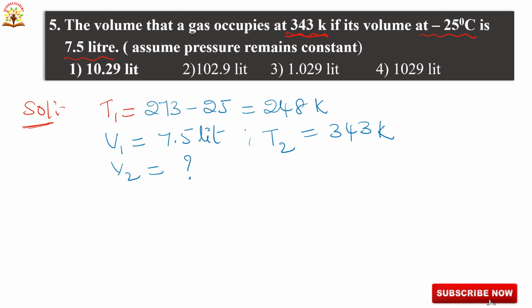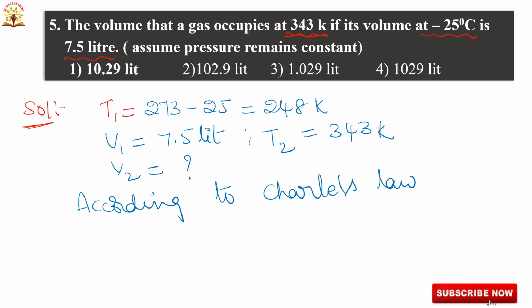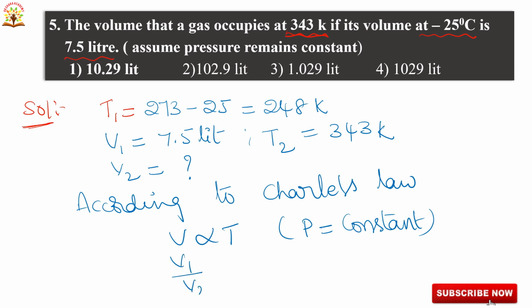According to Charles' law, volume is directly proportional to absolute temperature when pressure remains constant. So according to Charles' law, V is directly proportional to T, P remains constant. So from this relation we are getting V1 by V2 is equal to T1 by T2.